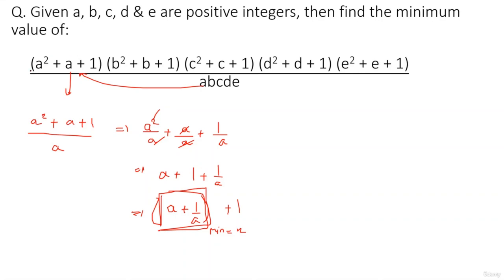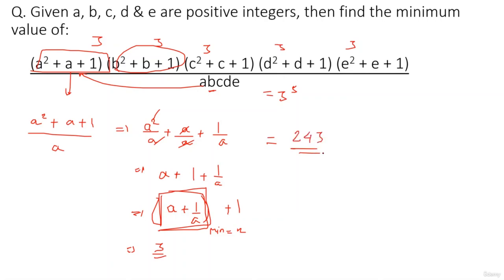So this part of the bracket will have a minimum value equal to 2 plus 1, which is 3. वैसे ही b square plus b plus 1 upon b will have value 3. इसका value भी 3 होगा, इसका भी 3, इसका भी 3. So the final answer is 3 times 3 times 3 times 3 times 3, 5 times, 3 power 5. The answer is 243. This is one way to solve the question.